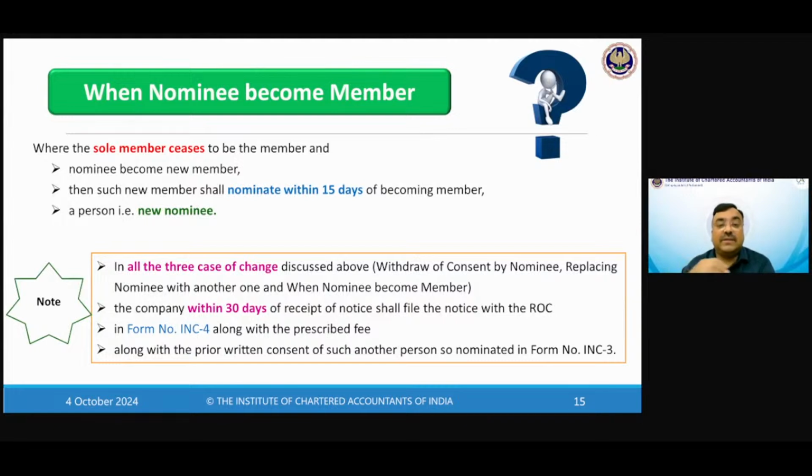Now in all the 3 cases of change discussed earlier, withdrawal of consent by the nominee, replacing the nominee with another one, and the nominee becoming a member, the company has to inform the ROC within 30 days of receipt of notice in form number INC-4 along with the prescribed fees, along with the prior consent of such new nominee in form number INC-3. तो 30 days में कंपनी को इन्फॉर्म करना है ROC, 15 दिन में नया नॉमिनी अपॉइंट करना है और कंपनी ओपीसी विल इन्फॉर्म करेगी, किसको करेगी? आरओसी को, सब नया नॉमिनी अपॉइंट.